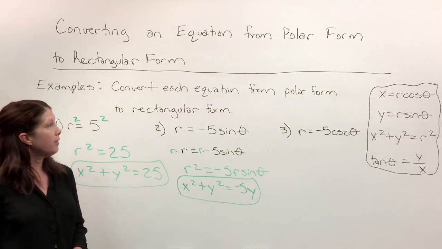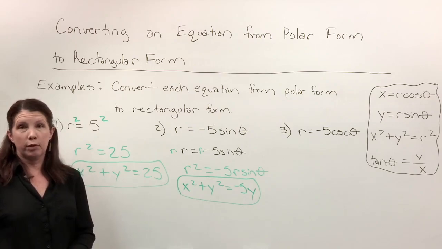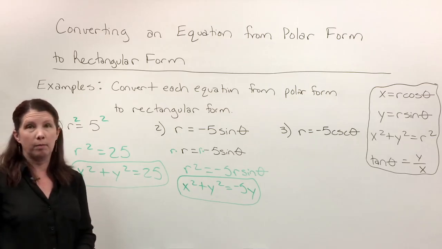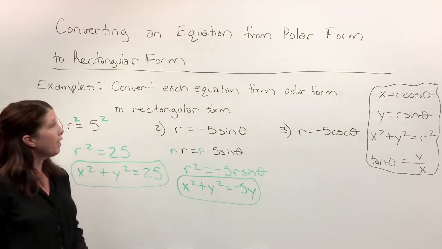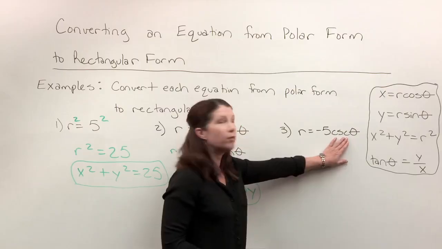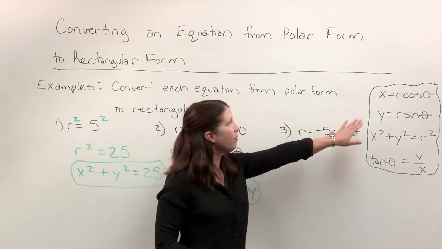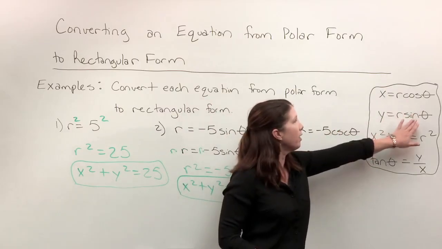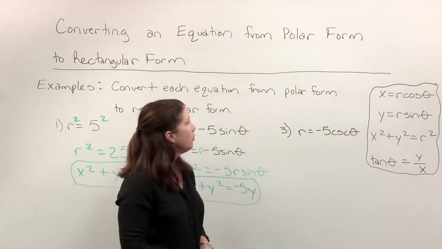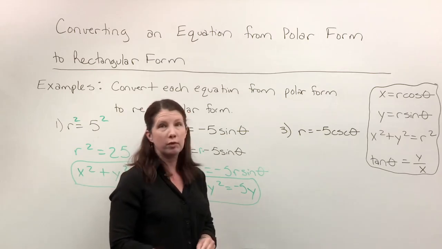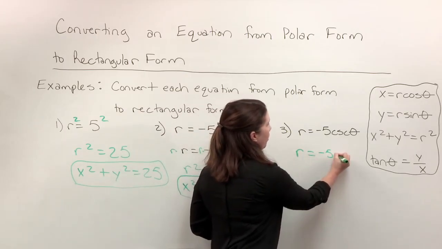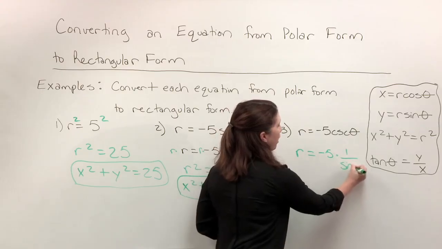In the third example, I see that it looks very similar to example 2. So again, I might think that multiplying both sides by r would be a good tactic. But again, if you look at the right-hand side, it is now in terms of cosecant. And we only have formulas that help us relate cosine, sine, or tangent functions to x and y. So what we're going to do instead is first use the reciprocal identity for cosecant and rewrite cosecant as 1 over sine theta.